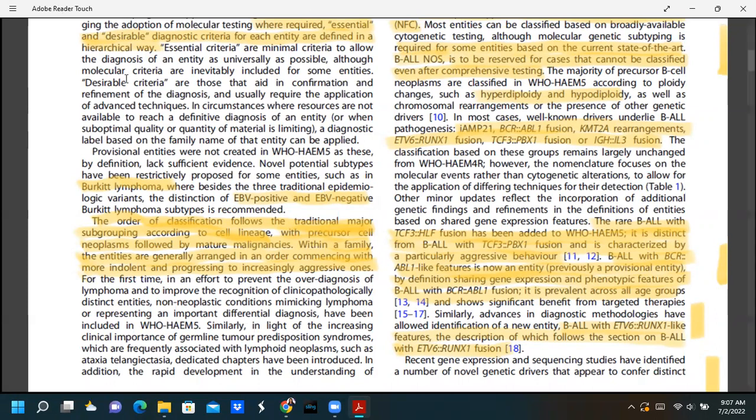Okay. And then, like any WHO, new entities are created, names of the entities are changed, and the subtypes are changed. So now they are saying novel potential subtypes have been restrictively proposed in some entities, such as Burkitt lymphoma, where besides the 3 traditional epidemiological variants, the distinction of EBV positive and EBV negative Burkitt lymphoma is recommended. And the order of classification follows traditional major.